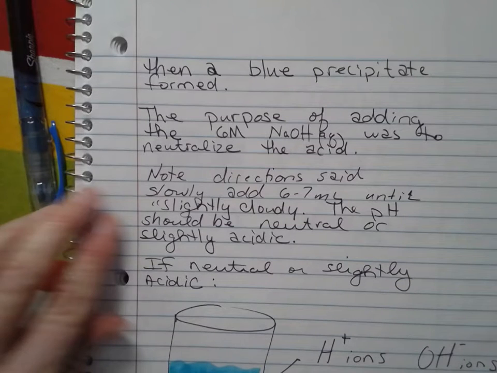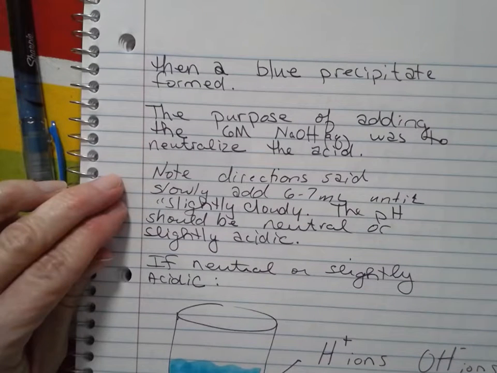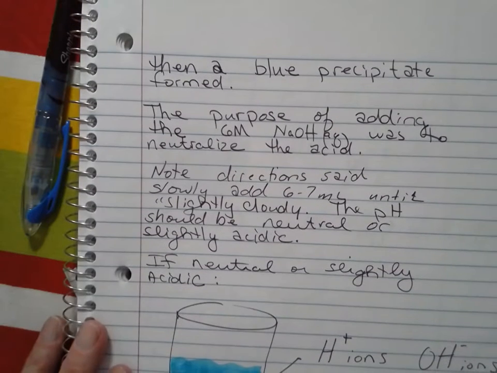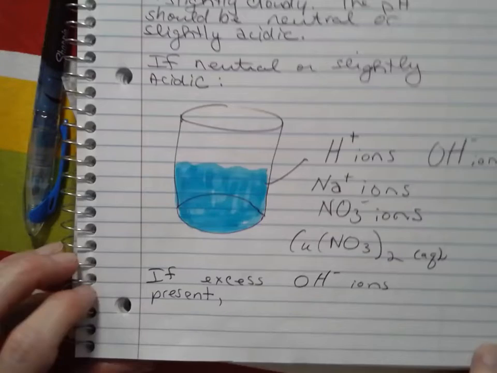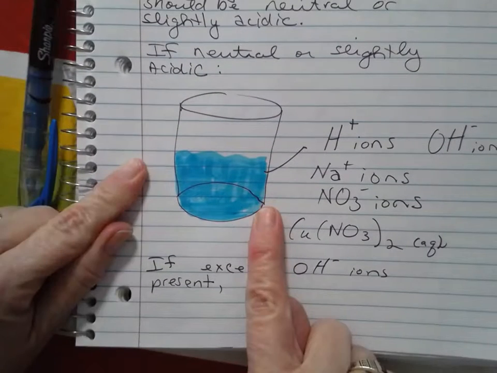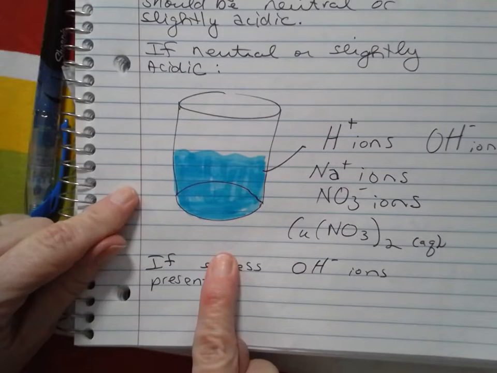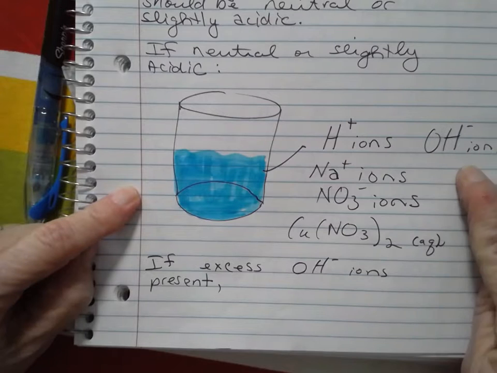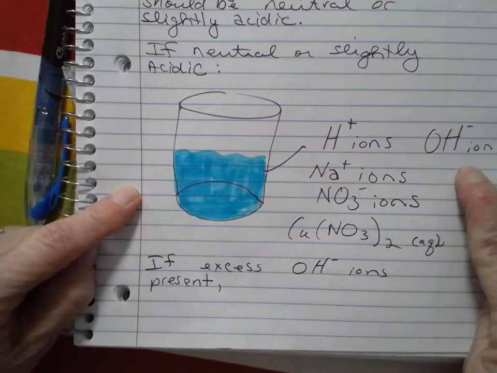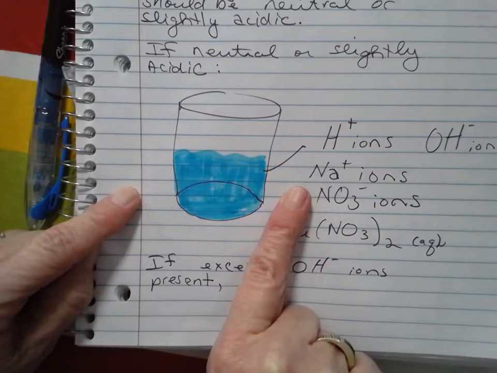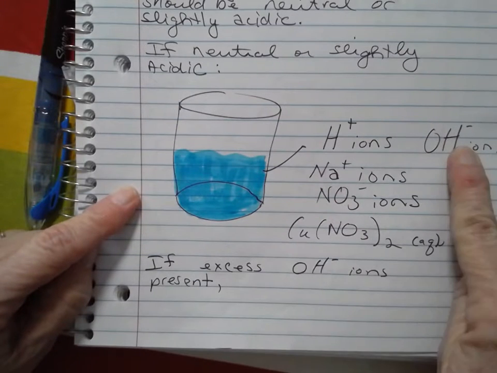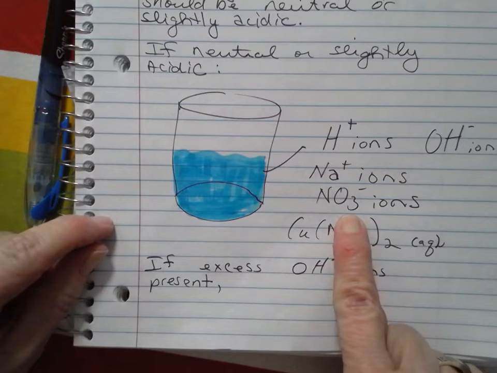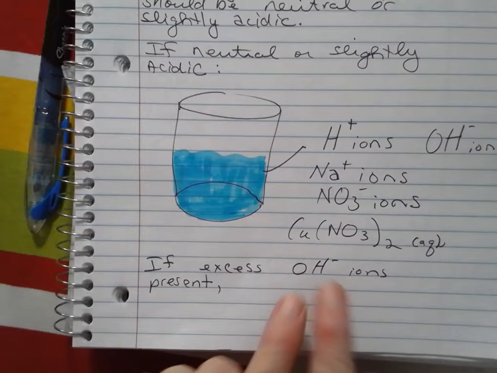So the purpose of adding that sodium hydroxide was to get it neutral, or maybe slightly acidic. At this point, if we were to look in our bucket, what we had in our bucket at this time, we had hydrogen ions from our acid, hydroxide ions from the base, sodium ions from the sodium hydroxide, and excess nitrate ions left over from the acid, and this was our money maker right here.